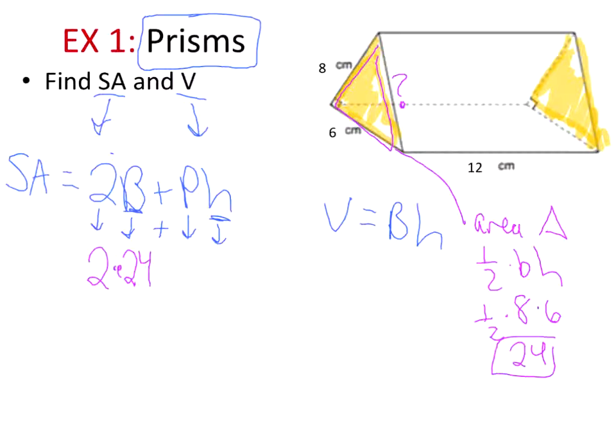Pythagorean theorem. So I'm going to change colors so that way you can sort of follow my steps on the screen. I'm going to change to red. So we're going to do 6 squared plus 8 squared equals my missing side squared.